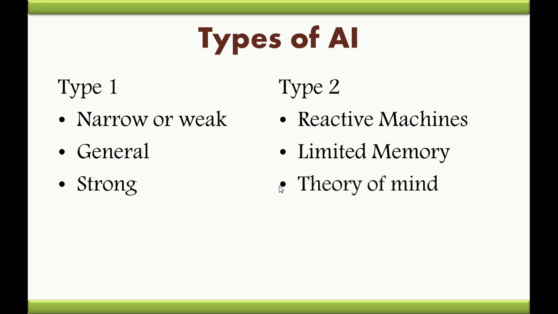Next is theory of mind. These type of systems can understand human emotions and their beliefs, and they can also interact with humans. Finally, self-awareness. This is the future of AI. These machines are super intelligent. They will have their own sentiments and self-awareness. Again, this is a hypothetical concept.